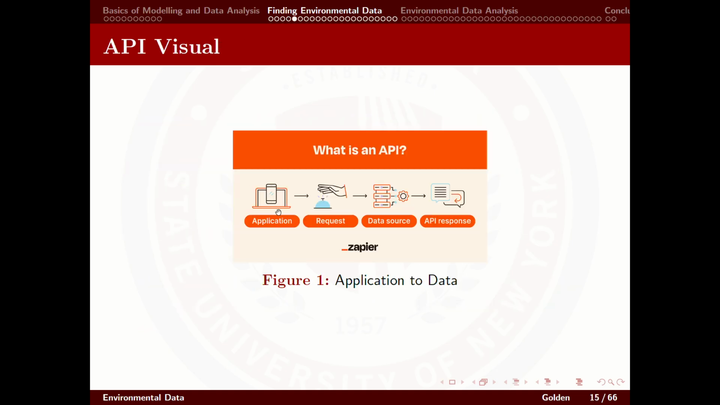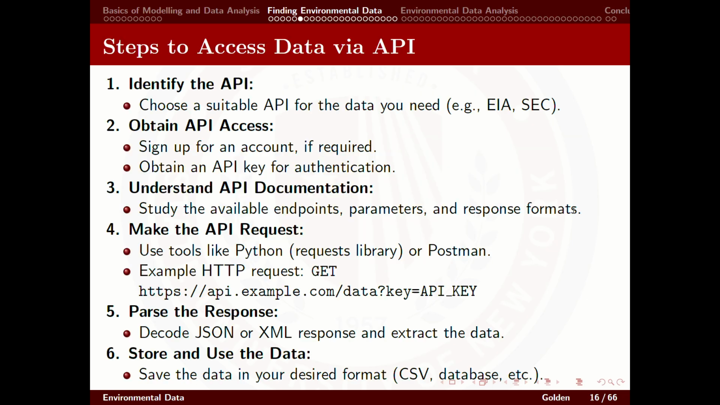Here's a visual of an API. You have an application, and that application makes a request. Usually the application, in our case, is going to be either Excel or R. You can do whatever you want, and I can help you set this up with the software you want. The request goes to the data source, usually a database somewhere, and that responds with data. If you do it right, this is a very powerful tool.